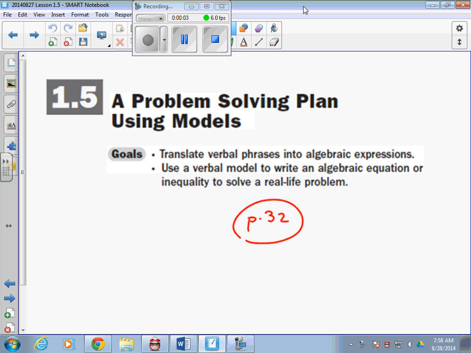This is lesson 1.5 in Algebra 1. We're solving problem-solving plans using models. This is the things you actually do. We're just putting some logic to what you guys do and trying to organize everything. Goals: translating verbal phrases into algebraic expressions, and then we're going to use those in real-life problems.